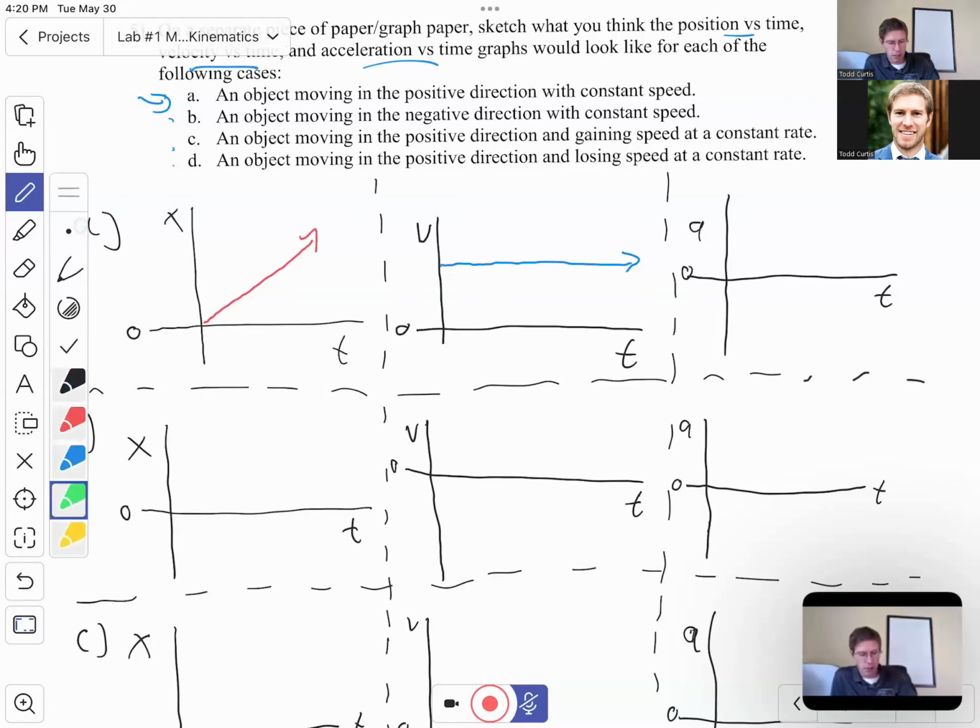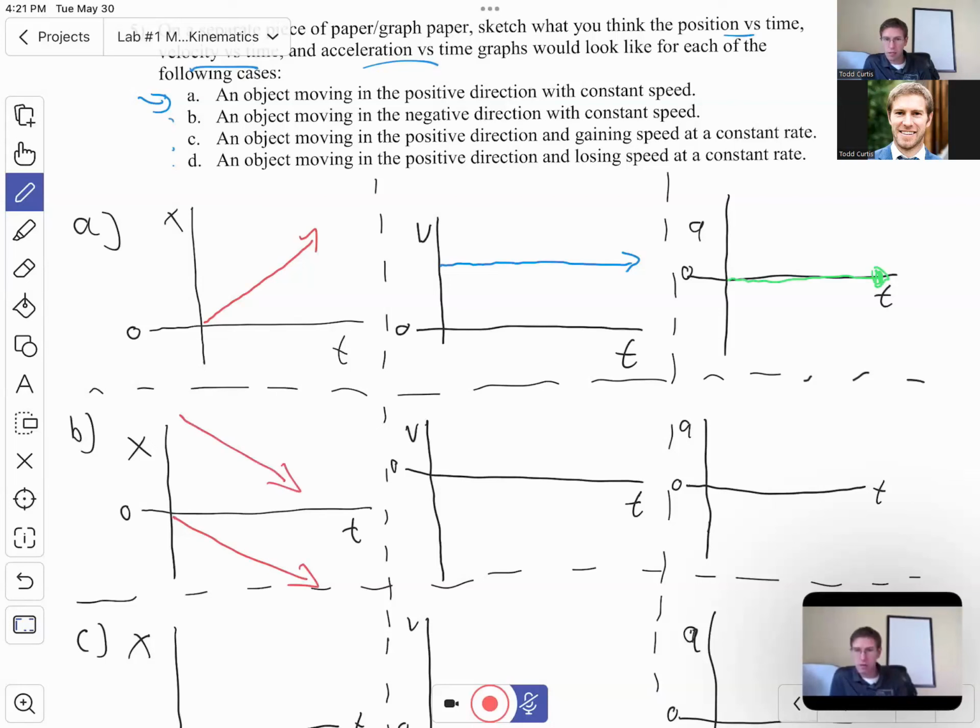And then similarly, the acceleration is the rate of change of velocity. If you have a constant velocity, you have zero acceleration. So my acceleration is right here on the 0 line. Now moving on to the second one. Now we have an object moving in the negative direction with constant speed. So again, it's moving in the negative direction. It could look something like this. Although technically it doesn't tell us where we start. So this would also be accurate.